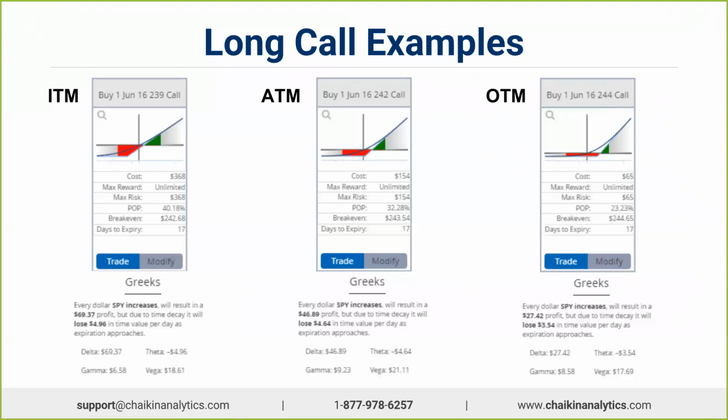So bullish strategies are going to be long calls, short puts, and then their spread counterparts, so bull call spreads and bear put spreads. Now I have an example of long calls up here. I just picked out a couple, one at the money, one in the money, one out of the money. I wanted to give you a sense of how things look. I then tacked on the Greeks to the bottom of them.